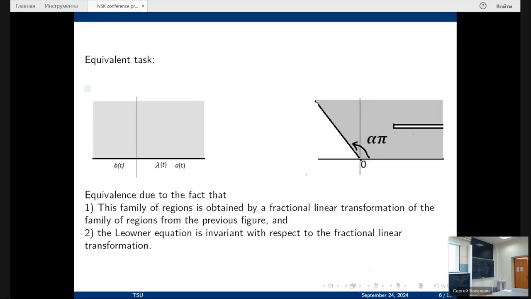This is the equivalent task, for more accuracy. Just you see alpha pi. This is the polygon with the cut of 0 angle, with the conjugate angle alpha pi. The equivalence is due to the fact that this family of regions is obtained by a fractional linear transformation of the previous region, and the Loewner equation is invariant with respect to fractional linear transformations.